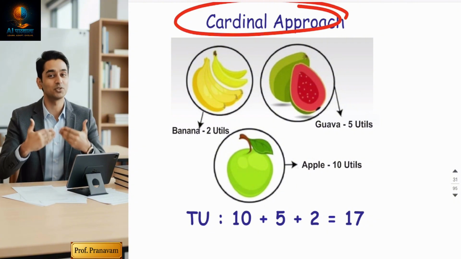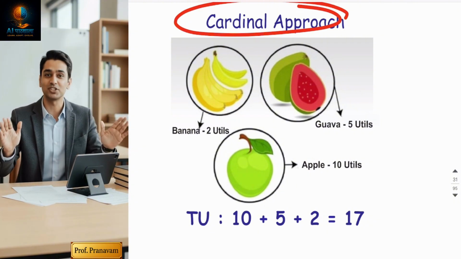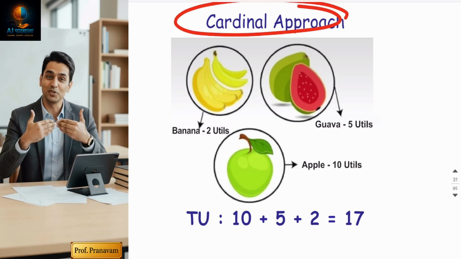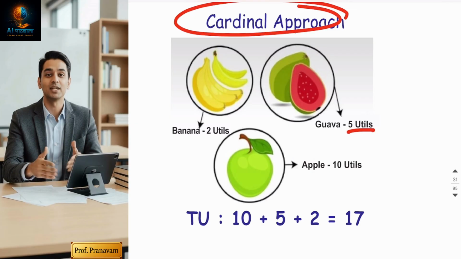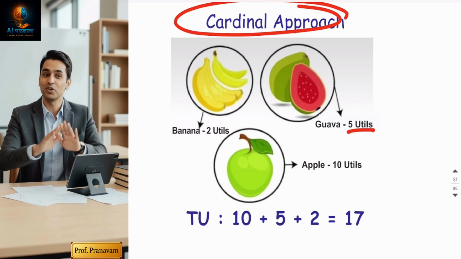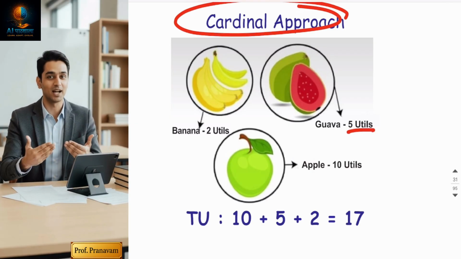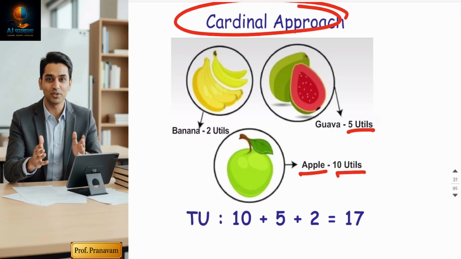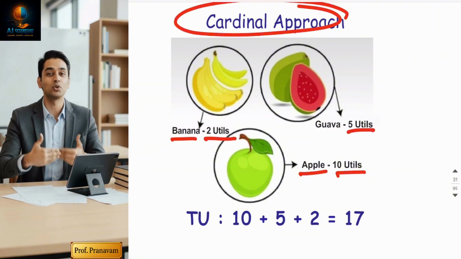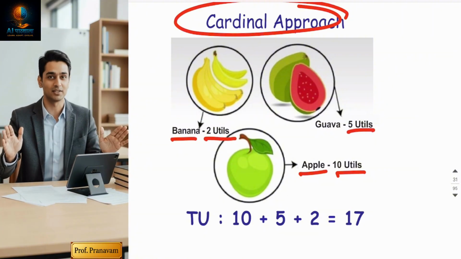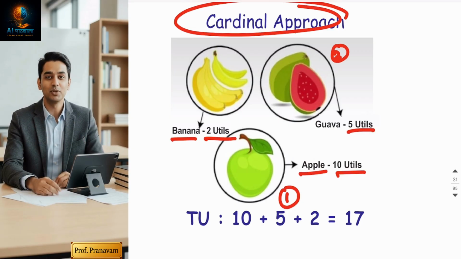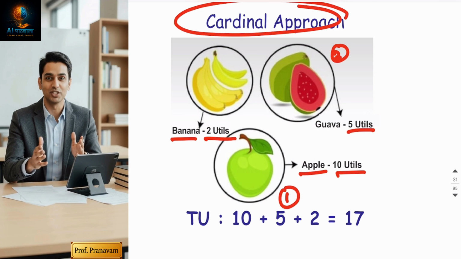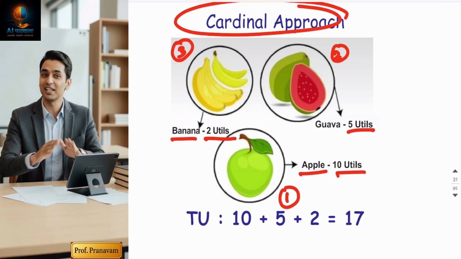Your mind always starts calculating the satisfaction levels. For example, the moment I saw a guava, in my mind it is showing that if I consume this guava, I'll be getting 5 utils of satisfaction. When I saw the apple, it is going to give me 10 utils of satisfaction. When I saw the banana, it is going to give me 2 utils of satisfaction. That means my priority is apple, then my second priority is guava because it gives comparatively higher satisfaction, and then my third priority is banana.